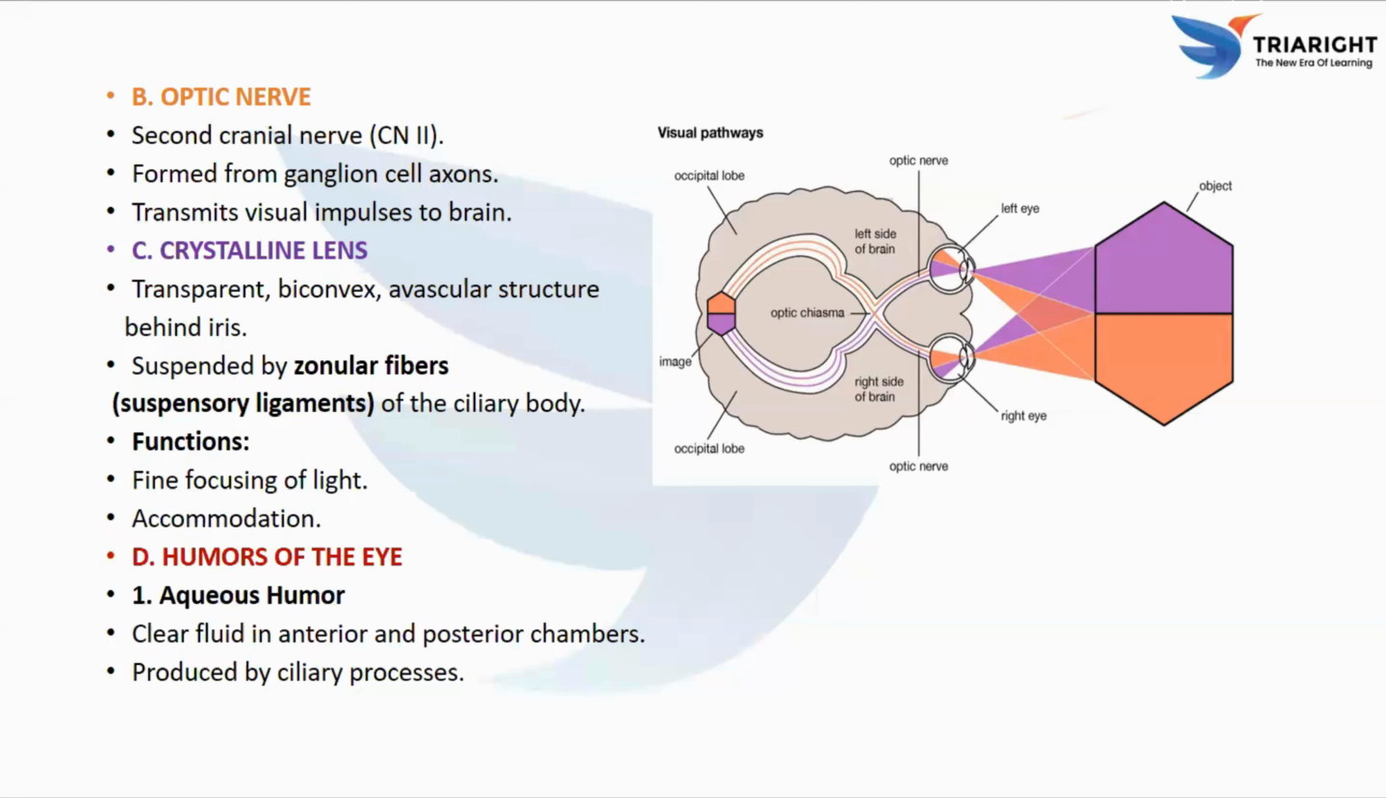So why is this optic nerve important? Because it does not regenerate, which is why injuries cause permanent vision loss.